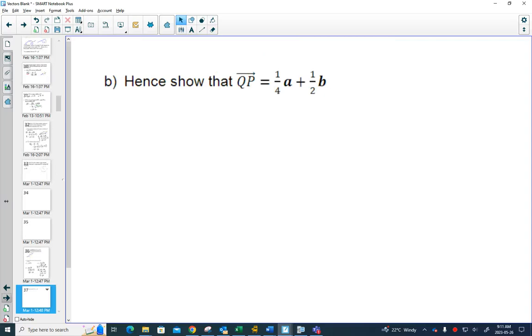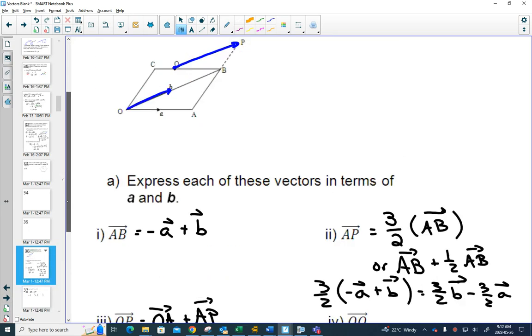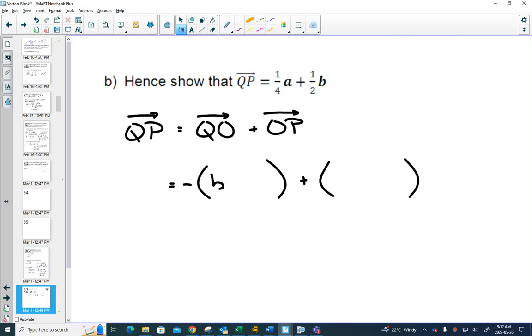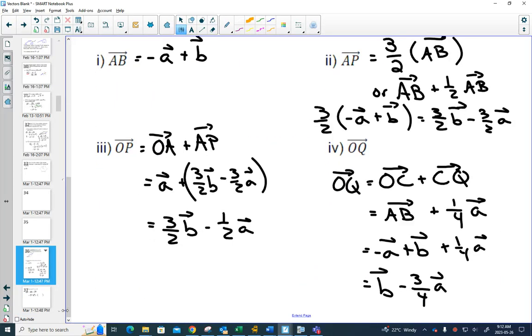Well, if I want to go from Q to P, I could go back to the origin and go from the origin to P. And since I've already figured out both of these, this one's just going to be a negative of what we found before, which was O to Q was B minus 3/4 A. So I put a negative in front of that, and that would get me from Q to O. And O to P was 3/2 B minus 1/2 A.